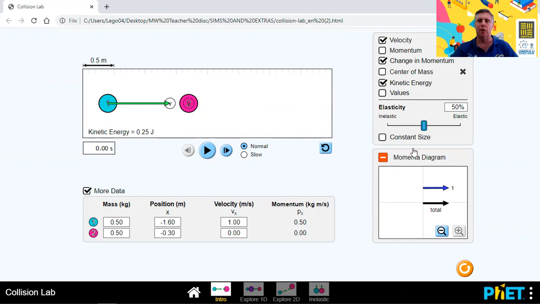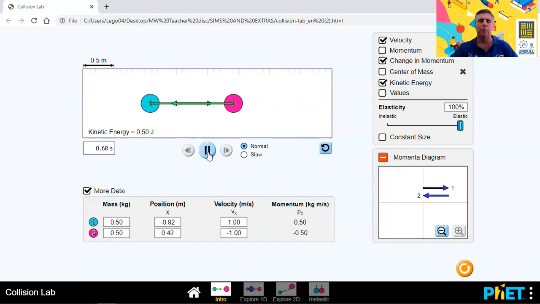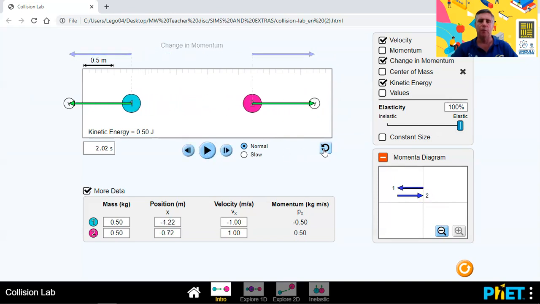Let's look at the second example, go back to elastic collisions, and let's take ball number 2, move it to the right, and let's give it a velocity which is equal and opposite to ball number 1. Okay. So in an elastic collision, again, total momentum is 0 because the two momenta are equal and opposite. If they collide and bounce off each other, total momentum afterwards is still 0. Let's make it, and again, just notice the kinetic energy, 0.5 joules before, 0.5 joules afterwards.